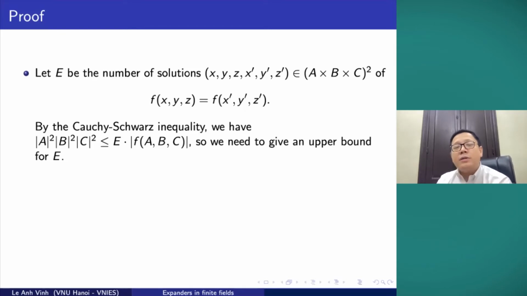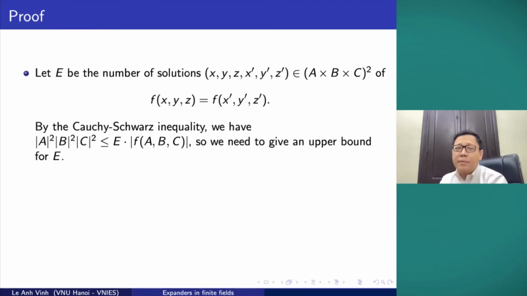So in order to give a lower bound of the size of the image of the function, we need to give an upper bound for E, right? Then we can divide a squared, b squared, c squared by that upper bound, and we will have the lower bound for the size of the image of the function.